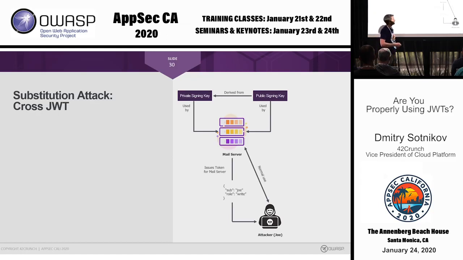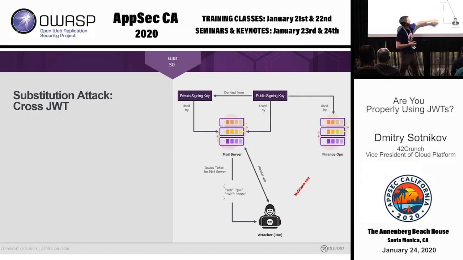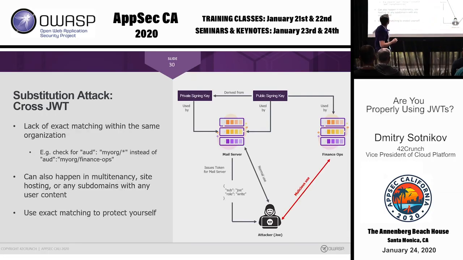A similar kind of attack would be if you have a mail server and a finance server within your company, and you verify that the audience is anything in your company, like my.org/*. Again, don't do that. Don't use wildcards. You can easily get someone to use a token that was intended for one system on another system. Be specific. Wildcards are allowed, but should be discouraged.